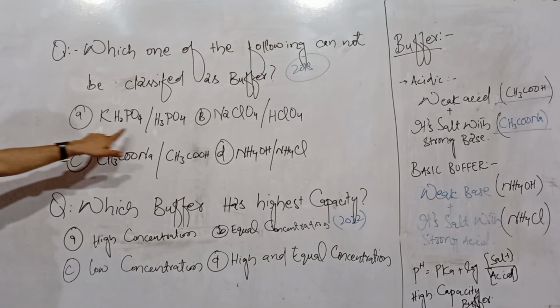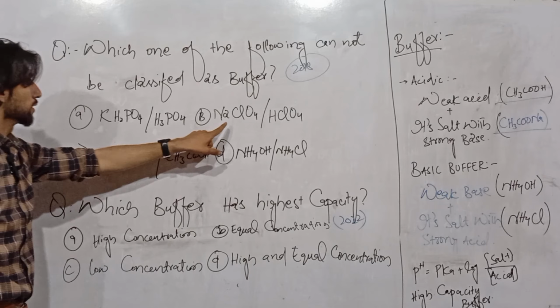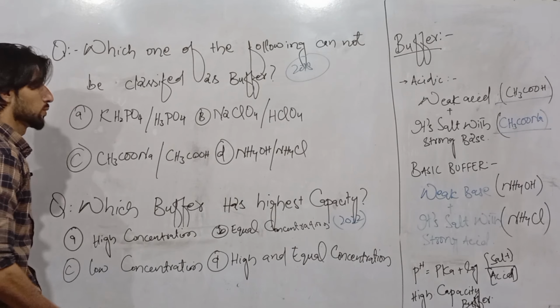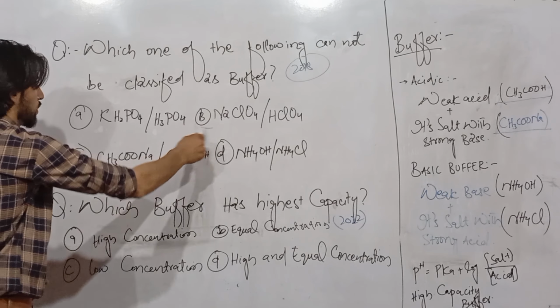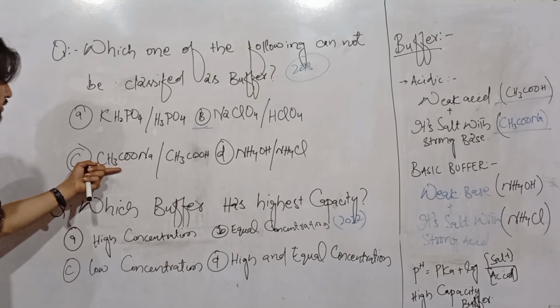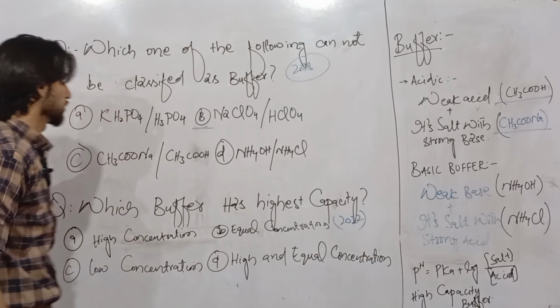So first of all, H3PO4 is a weak acid and its salt, it's okay. Here, HClO4 is one of the strongest acids. So this is a strong acid. This could not be classified as a buffer. We should also look at the other options too. So yes, a weak acid and its salt, it's okay. A weak base and its salt, it's also okay.